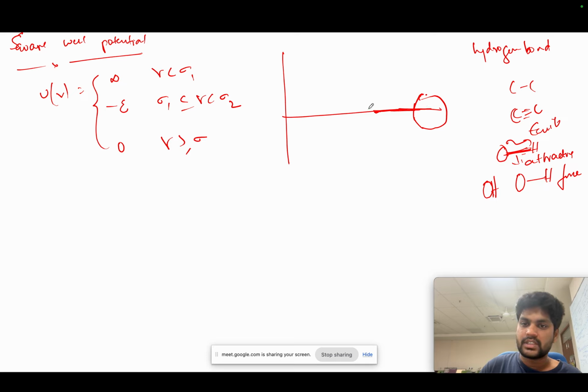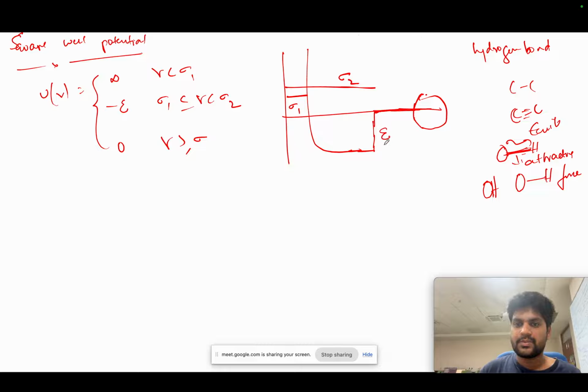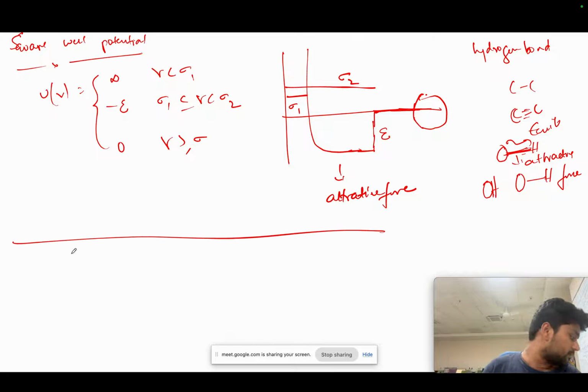It will go to a certain extent and then it will go like this. Because it is, then it will come like this. So this is basically sigma 1 and this is sigma 2. So this is epsilon, and in between sigma 1 and sigma 2 we are getting the epsilon. Epsilon is nothing but the attractive force. Then we have another term, soft sphere potential.